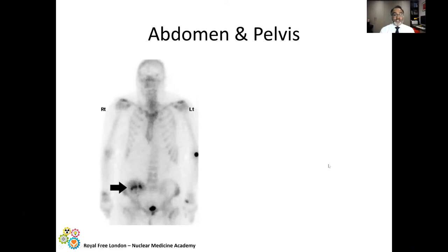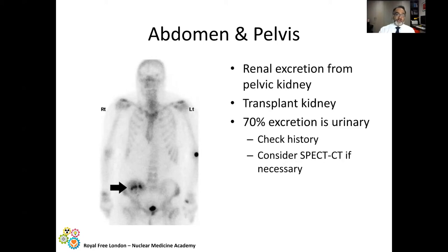Here you've got uptake in the right side of the abdomen and pelvis. If you see this, you need to look for a history of a transplant kidney. We know that 70% of the excretion of the bone agent is in the urinary system, so you need to check for a history of a transplant kidney if you see this uptake in the pelvis. If you are not sure and you cannot resolve this as being definitely related to the transplant kidney, then we might need to consider SPECT CT to differentiate the activity from transplant kidney or bone.